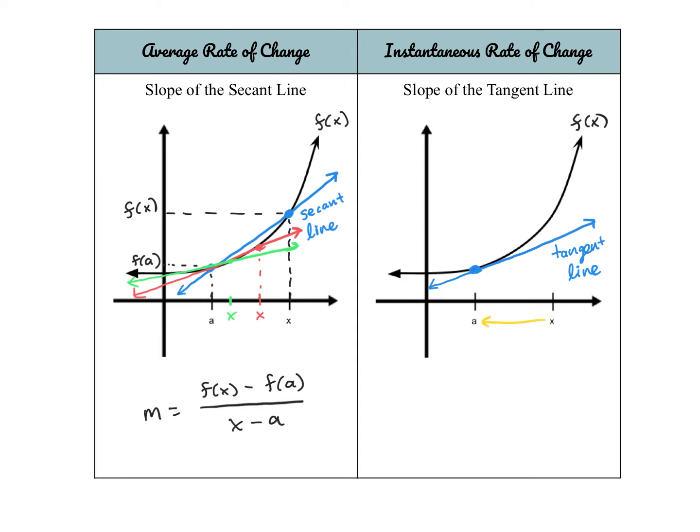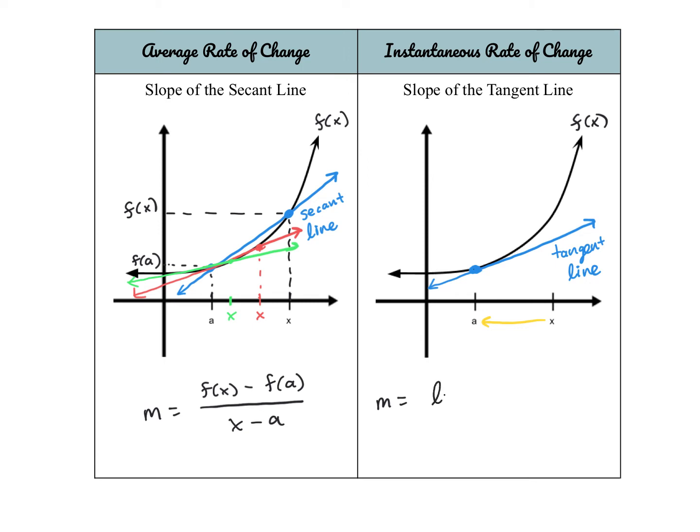Well, luckily we know how to have a value approach another value, and that ties us into this concept of limits that we've been working with. So to find the slope of our tangent line, we would just find the limit of this as x approaches a. So we're still going to use that same slope formula, but here we're imagining a scenario where our x value is getting closer and closer and closer to our a value until it eventually turns into that tangent line.